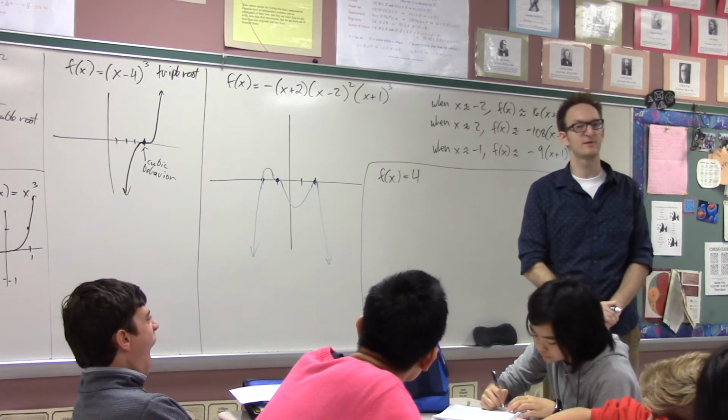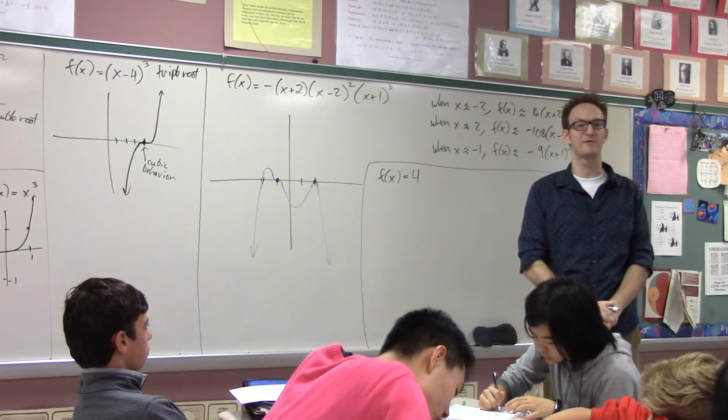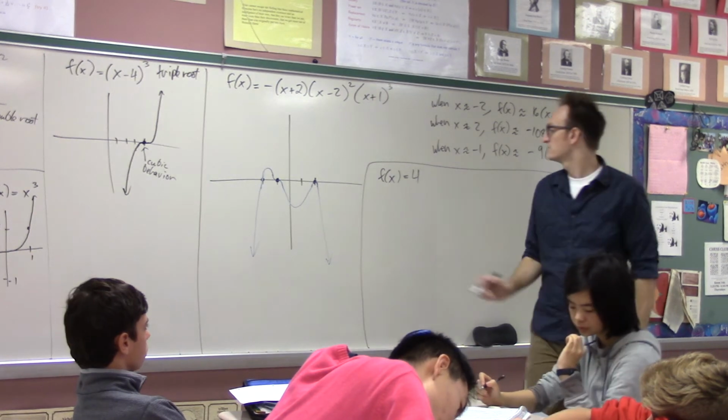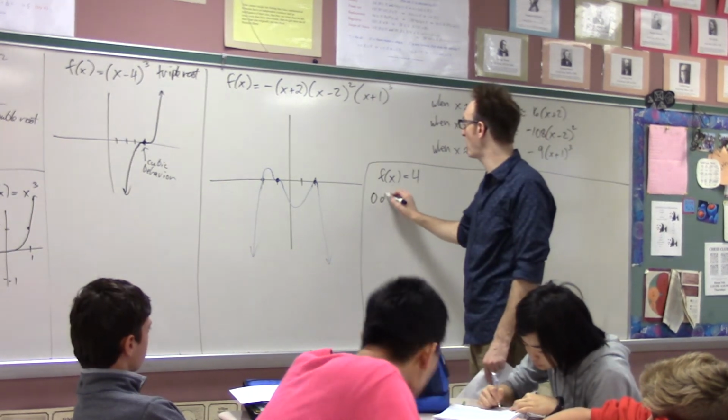What is the degree of the polynomial f of x equals 4? 0. Yeah. So this is a 0 degree.